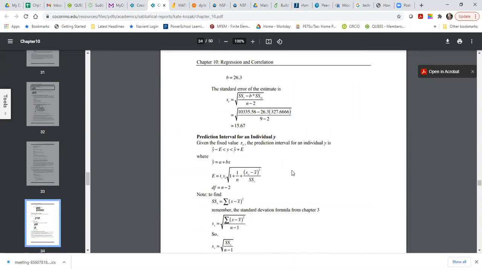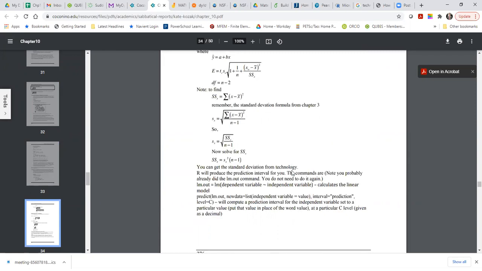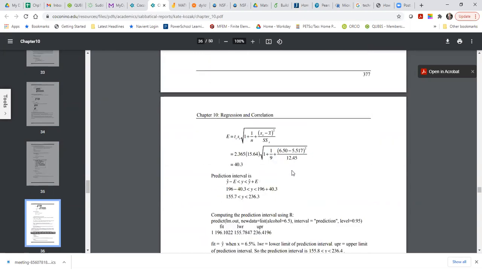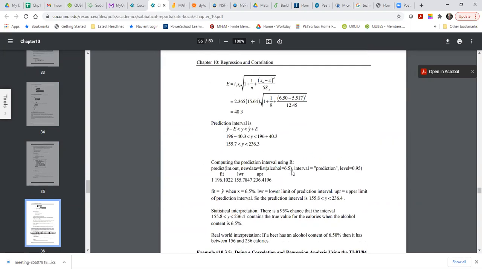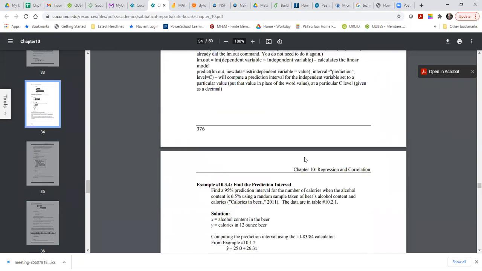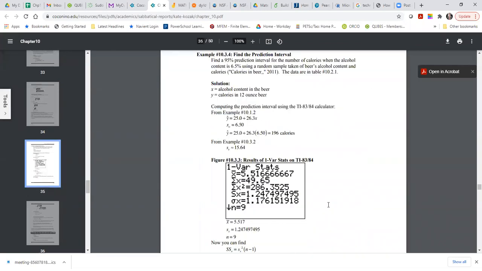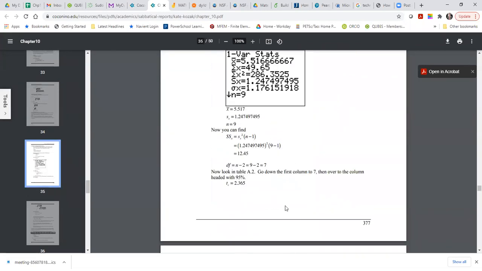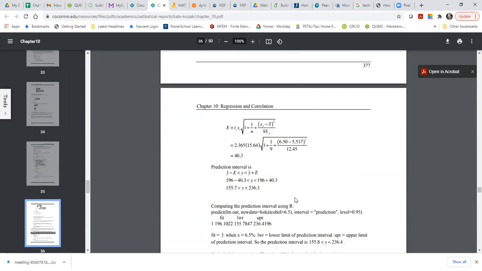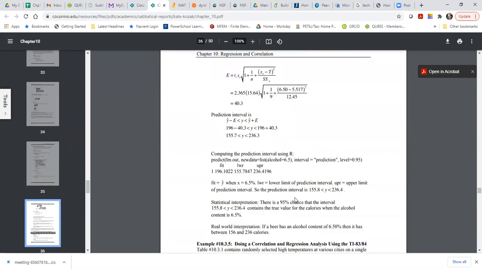Okay, so let's go to the MyOpenMath, okay, and you can do this. Oh, okay. So there's another one here, and also you can find the prediction interval. Okay, so there is a formula here that you can use to find the confidence interval or the prediction interval.